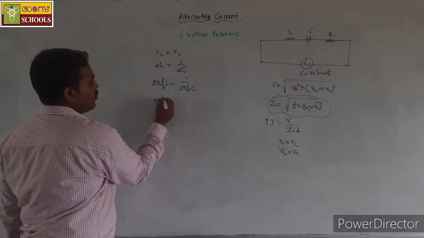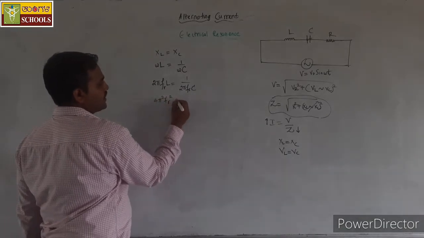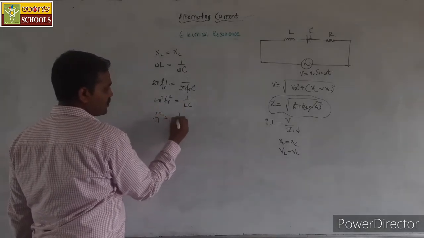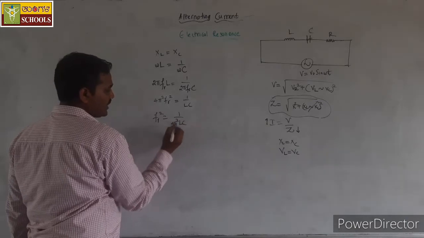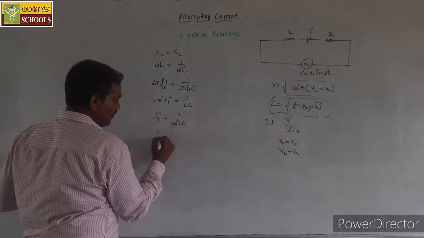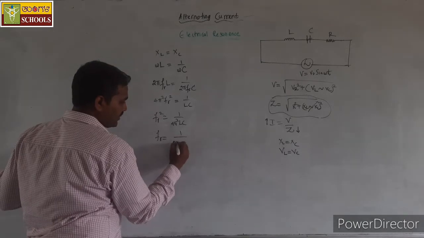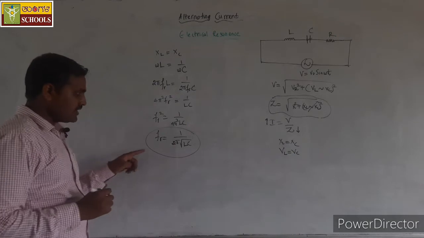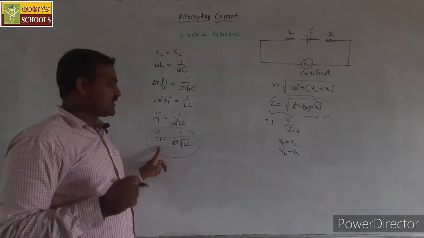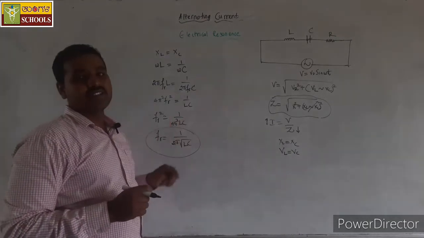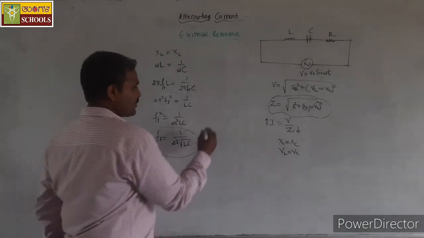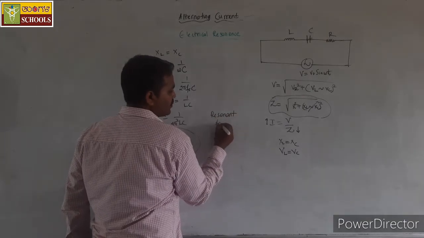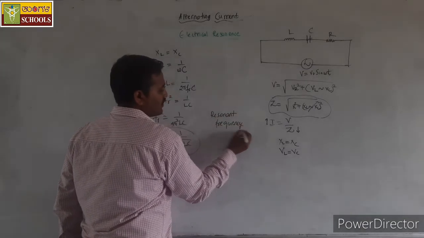I can write 4π²fr² is equal to 1 divided by LC. Yes, fr² is equal to 1 divided by 4π²LC. I can write fr is equal to 1 divided by 2π√(LC). So this is the value of frequency to have the resonance in the LCR circuit. This frequency we call it as a resonant frequency.